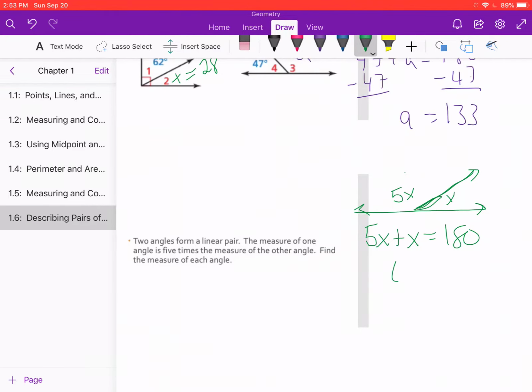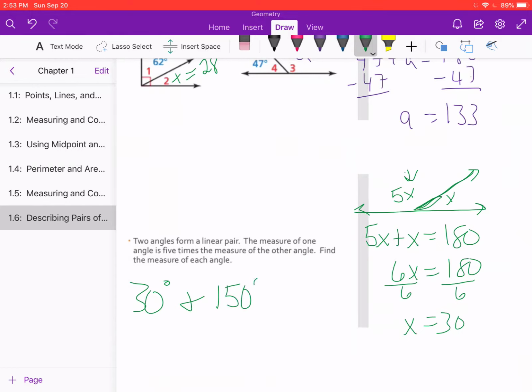Simplify the left side to get 6x equals 180. Divide both sides by 6, so x equals 30. So we know that one angle is 30 degrees. And now let's try to find the other one. We can either take 180 minus 30, that'll work, or we can just plug 30 in for x here. Either way, you're going to get 150 degrees. So one angle is 30 degrees and one angle is 150 degrees.